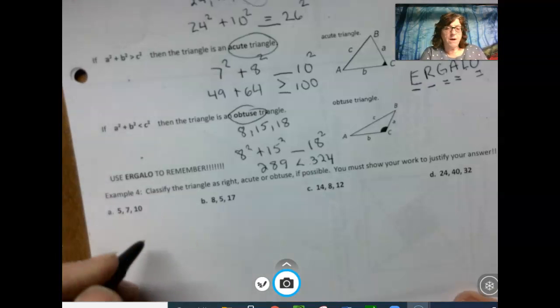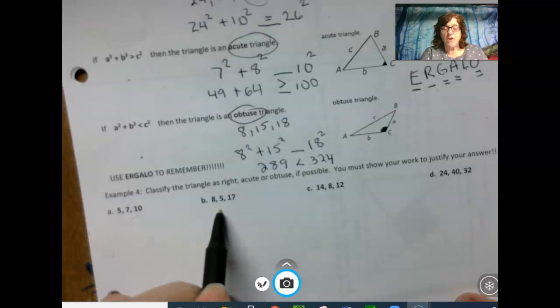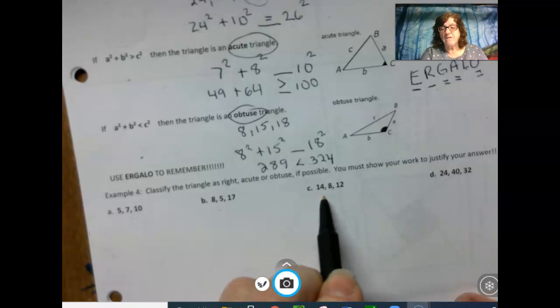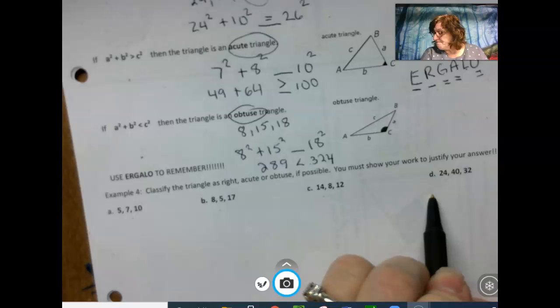So hopefully you've come back and you've figured all these out. A is obtuse. B is not a triangle. C is acute. And D is a Pythagorean triple.